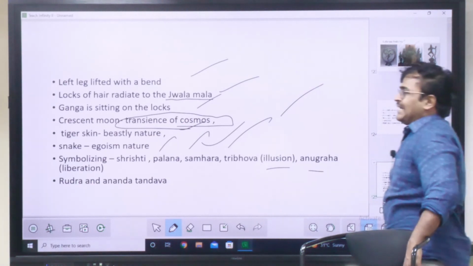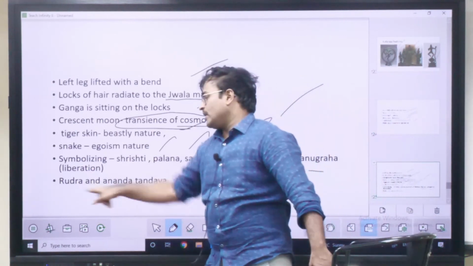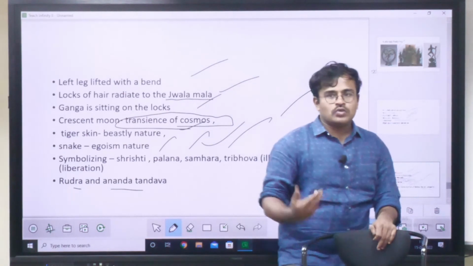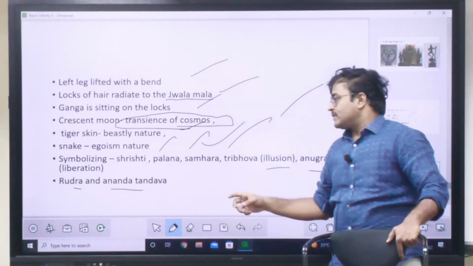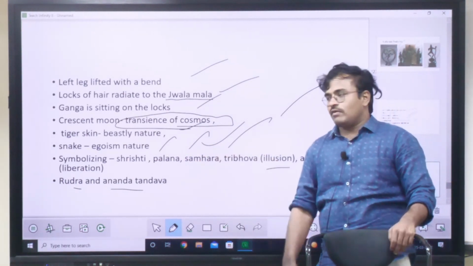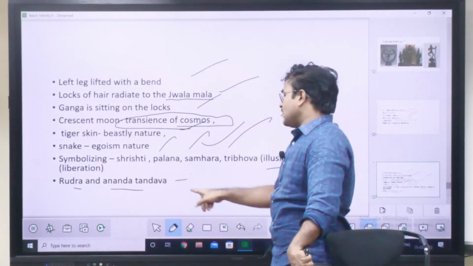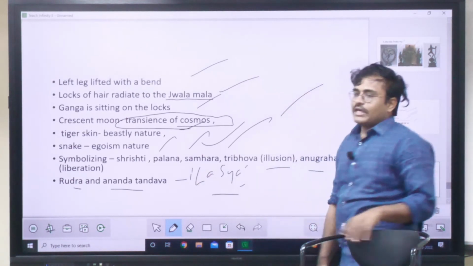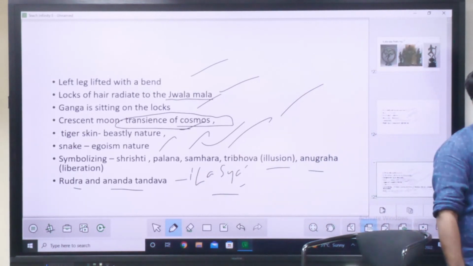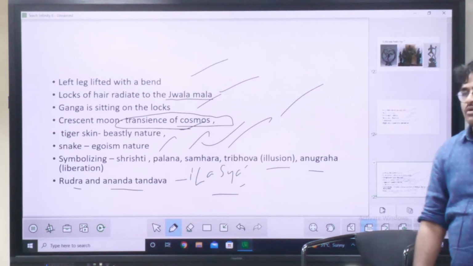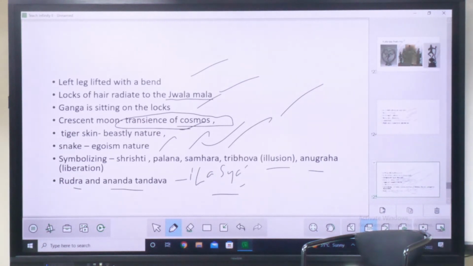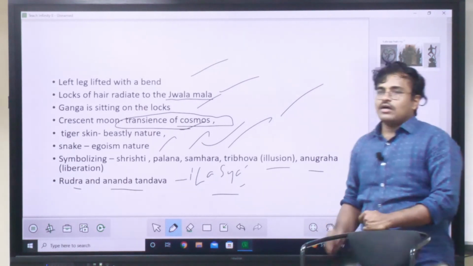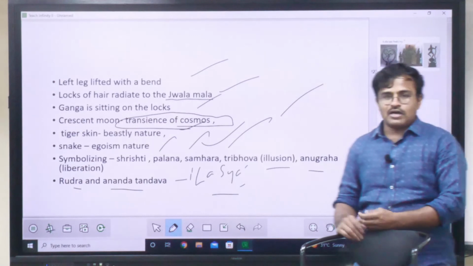He is sometimes shown in Rudra Tandava, sometimes in Ananda Tandava. Rudra Tandava is the vigorous dance form. Write it down: vigorous dance form. Whereas Ananda Tandava is done in the format known as Lasya. Lasya means feminine dance form. Rudra means masculine dance form. Rudra Tandava and Ananda Tandava are the two things.